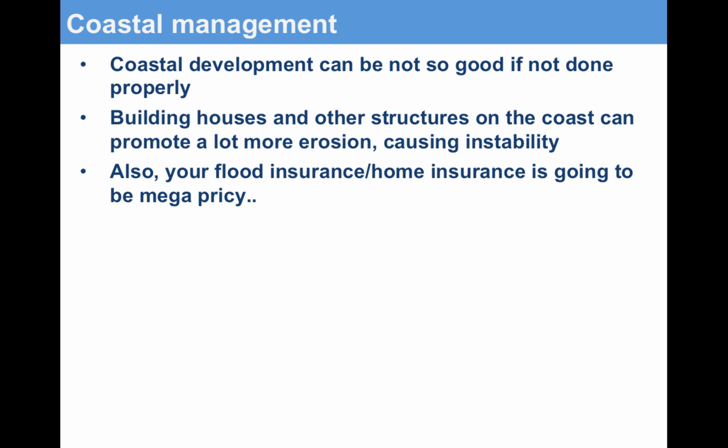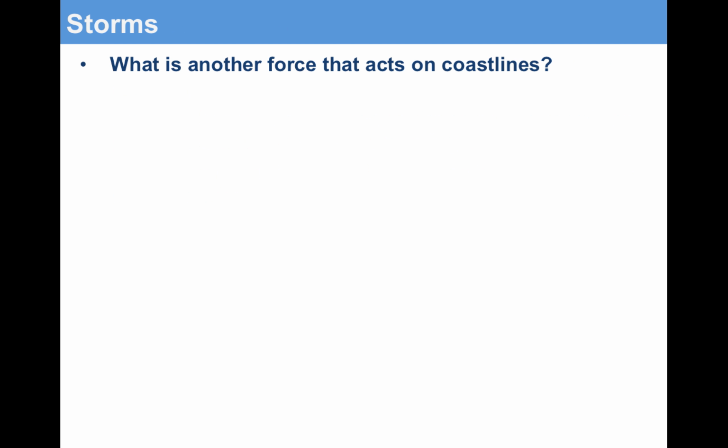All right, so building houses can cause more instability. The more instability you have, one, the cost of your flood and home insurance is going to be incredibly high, even higher than Florida is currently. And second, because this can actually become a deadly situation, and it can certainly be a situation where you could lose your home. All right, so what is the other force that acts on coastlines?